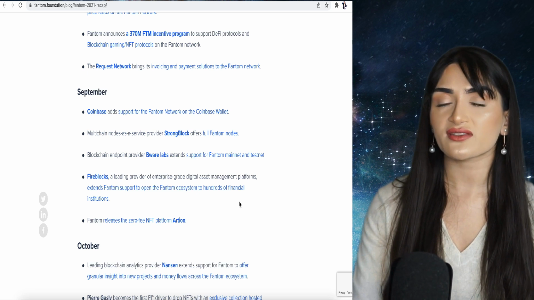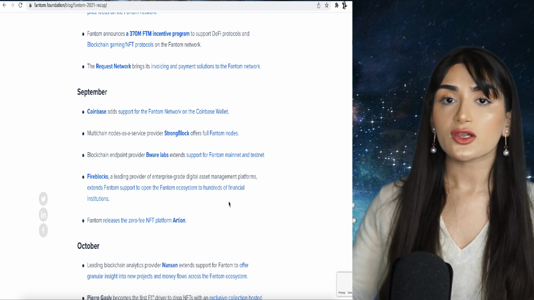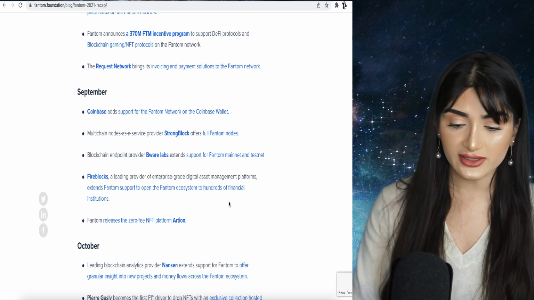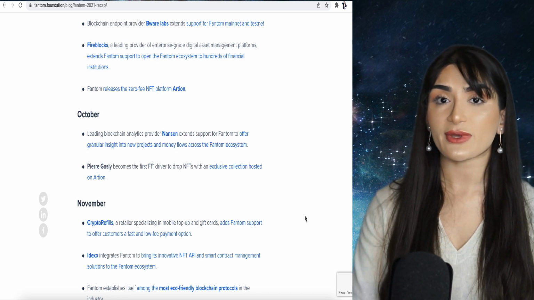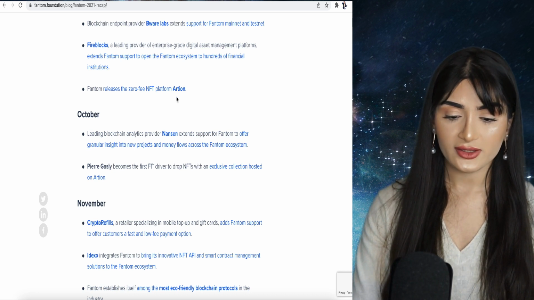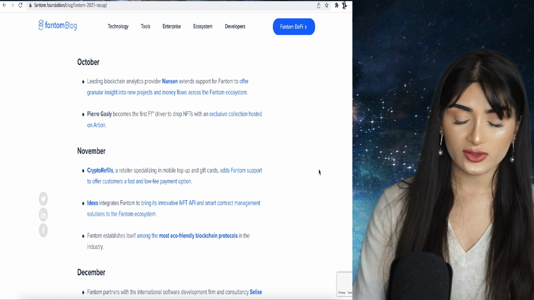This is why this bull run is very different to the last one, because so many financial institutions and large-scale corporations are involved. Asset managers are investing. It's very different this time. And of course, it wasn't surprising that they would pave the way into the NFT space as well. They actually released the zero-fee NFT platform Artian. And then after that, there were lots of drops with NFTs with an exclusive collection hosted on Artian.